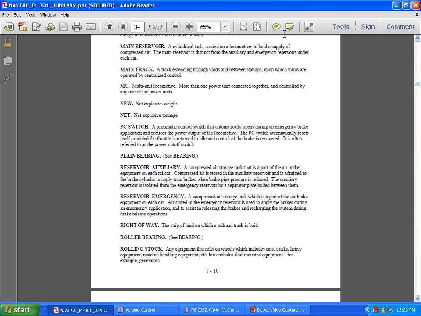The right of way is the strip of land on which the railroad track is built. Rolling stock, equipment on wheels, includes cars, trucks, and heavy equipment, but excludes skid mounted equipment.